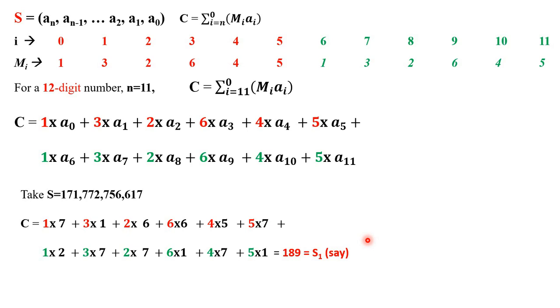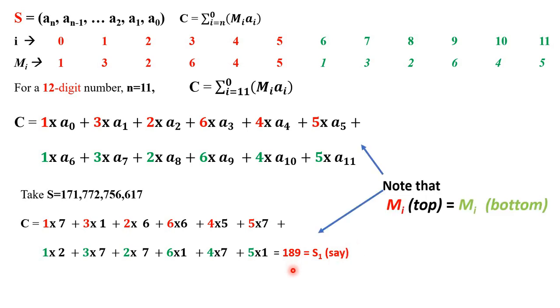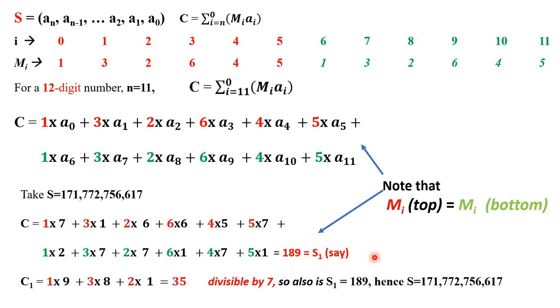Even if you are not happy that 189 is quite a big number, you can again apply the same formula, the same strategy for 189. Well, if you want to apply that strategy again for 189, you can. In that case, it is simply the first three Mi: 1, 3, 2. The digits A0, A1, A2 are 9, 8, 1. So, 9, 8, 1, and you get 35.